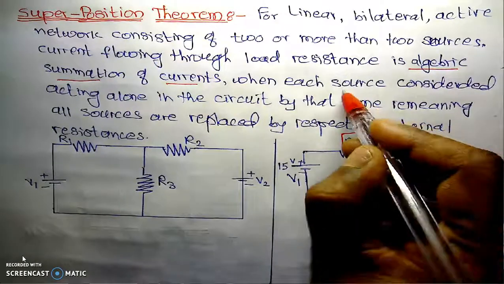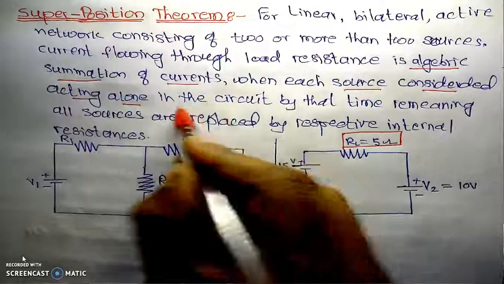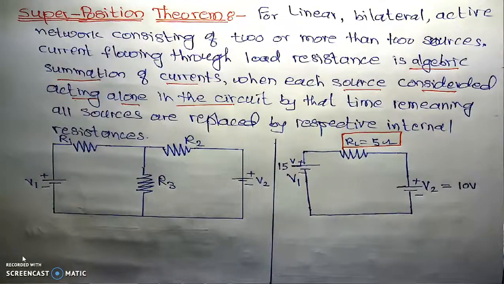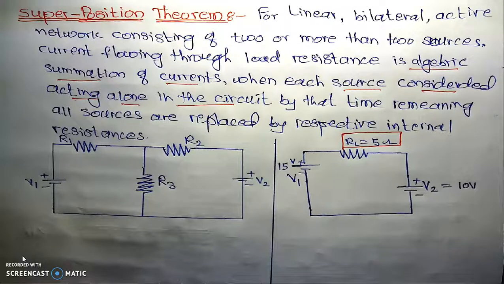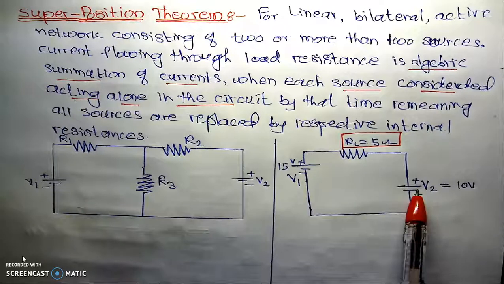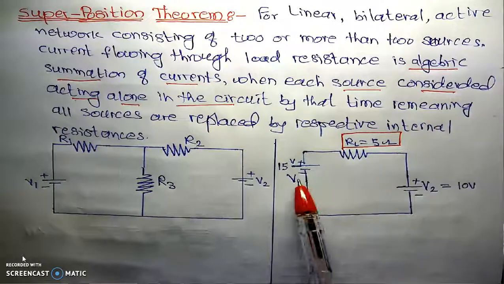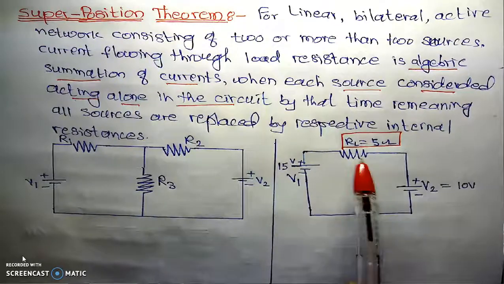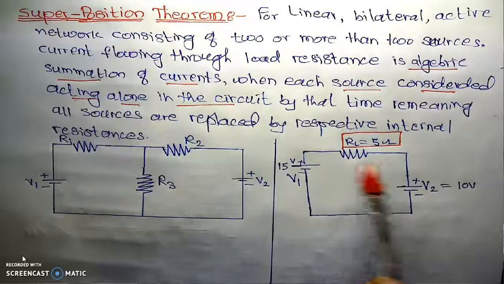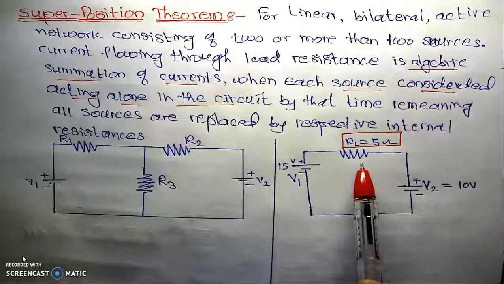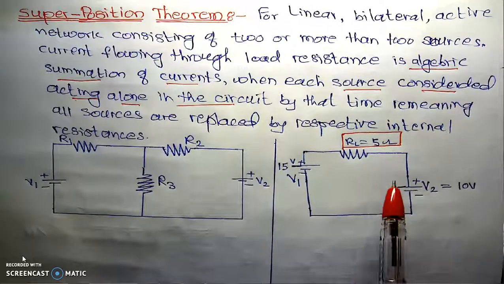When each source is considered acting alone in the circuit, it means at a time we are going to consider a single source and we will calculate the current in the load resistance for that particular single source with direction, or with sign, or with polarity. That is nothing but the algebraic summation. Here if we have two sources, we have to calculate current two times. Initially for the source V1 through the resistance R1 and RL, and for the source V2 through the resistor RL, and then we will find out the algebraic summation depending on the polarity, depending on the direction of the current, and that is nothing but the superposition theorem.